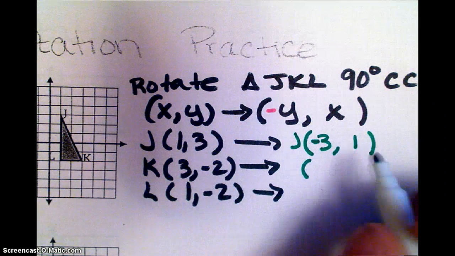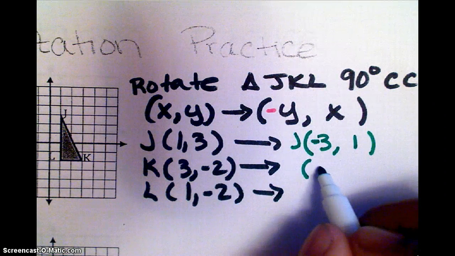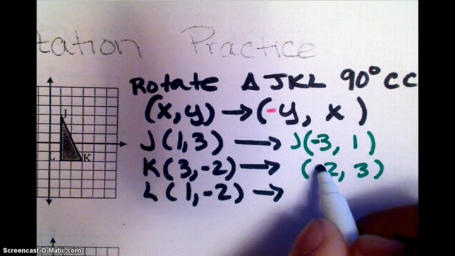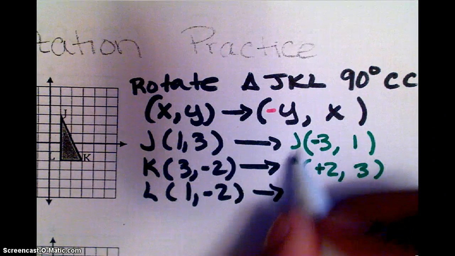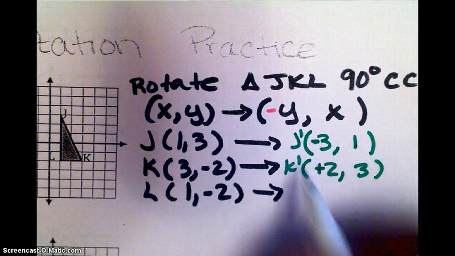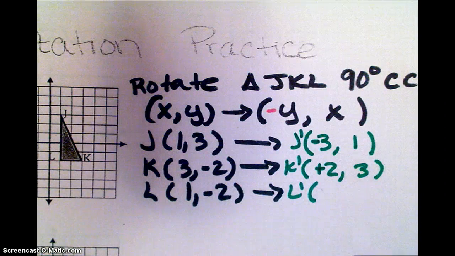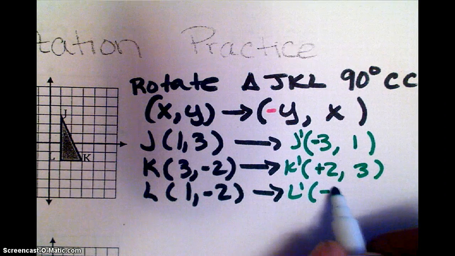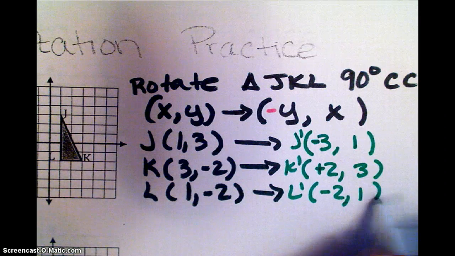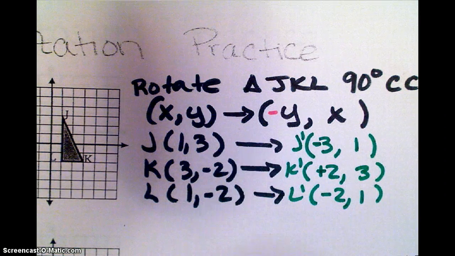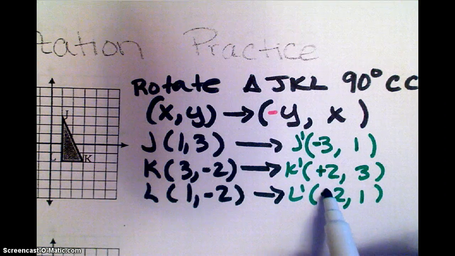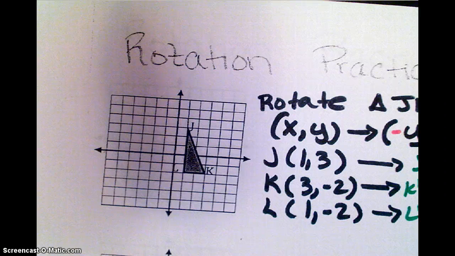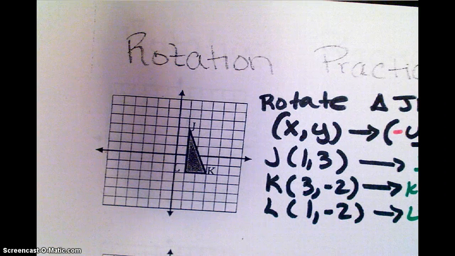K is going to be, I'm going to switch them, so it'll be -2, 3, but I'm taking the opposite of the y, so it's going to be +2. That's K prime. And then L prime, once again, I switch my x and y. I'm going to have -2, 1, but I have an opposite of y, so opposite of negative 2 is positive 2. Once I have my primes, I am then going to plot my points.